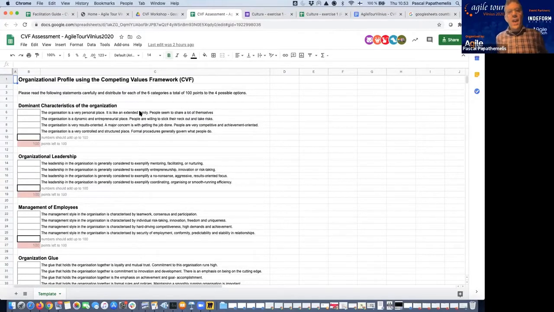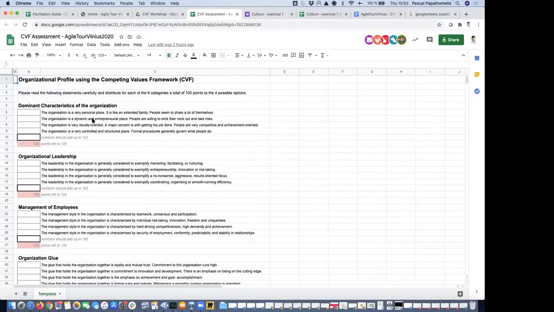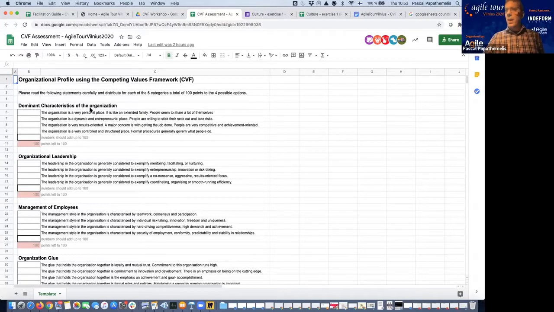This is the template which I asked you to copy. Don't edit this one, edit your own copy. There are questions here, or sentences. Always there is a group of 4 sentences. In this case, it's the dominant characteristic in the organization. You have 100 points to divide among those 4 sentences. There is no right or wrong answer. This is relative. If you answer this perhaps tomorrow, you might feel different. Just don't think too much, put your current feeling about how you feel at this moment. And then you can put your points here.